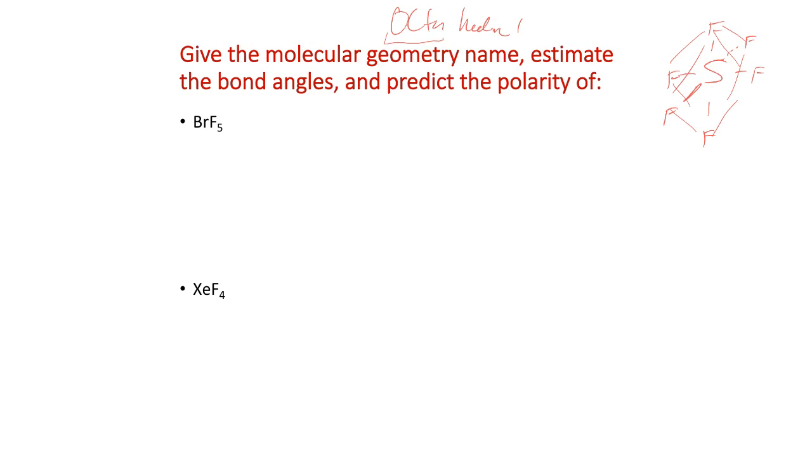So SF6, partial negatives balancing each other out across the molecule. All these dipoles are oriented in such a way that they cancel out. Net dipole moment of 0 for SF6, a nonpolar molecule.